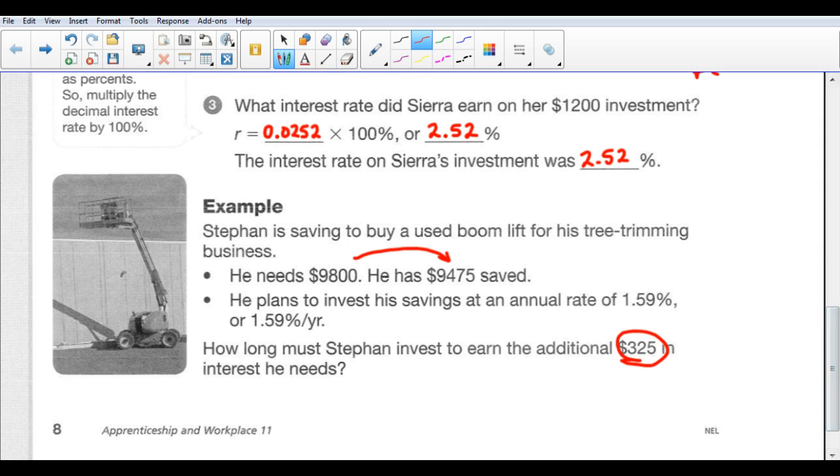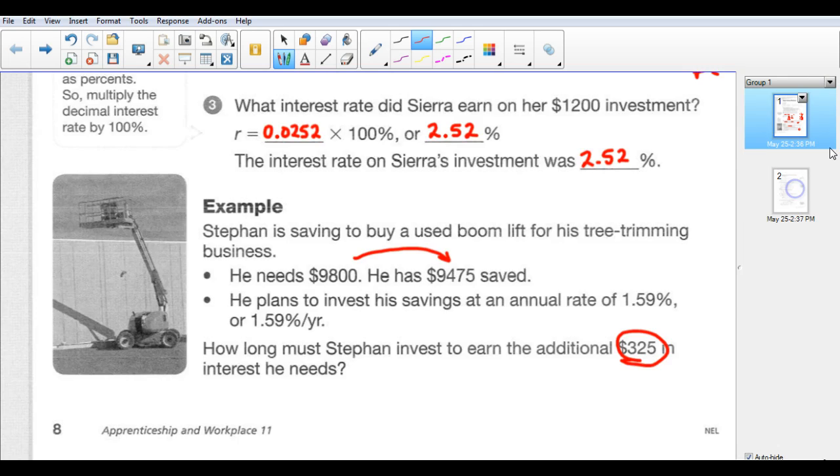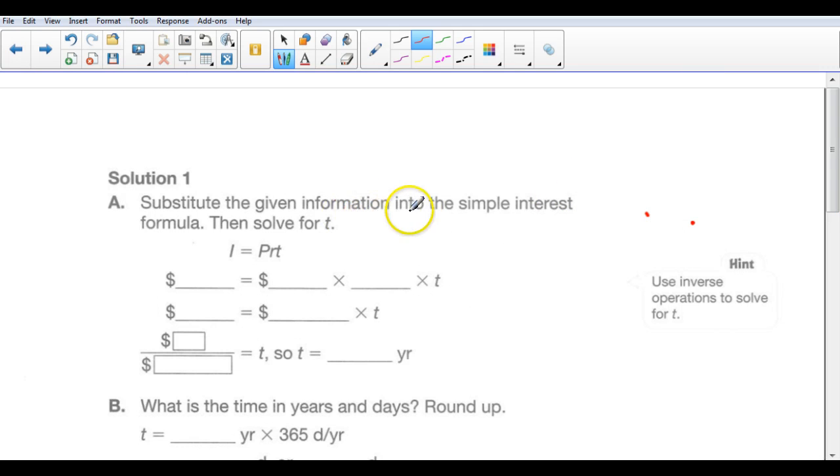Okay, so let's take all these numbers here and put them into the formula, and let's see if we can solve for time. Substitute the given information into the simple interest formula, then solve for t, time. So the amount of interest he needs, he needs to earn $325. He's starting out with $9,475 from the question. That's what his principal is. The interest rate is 1.59%, or 0.0159, times t. Okay, so now we're going to solve for t.